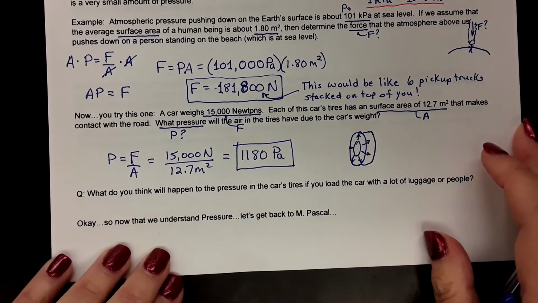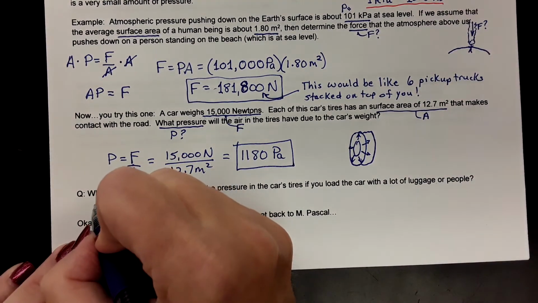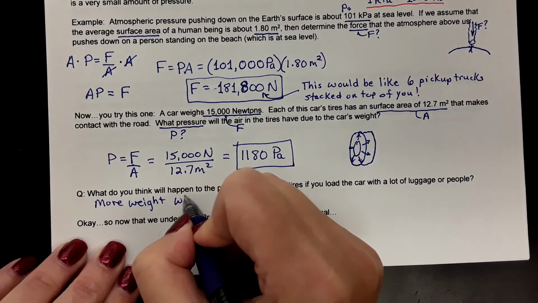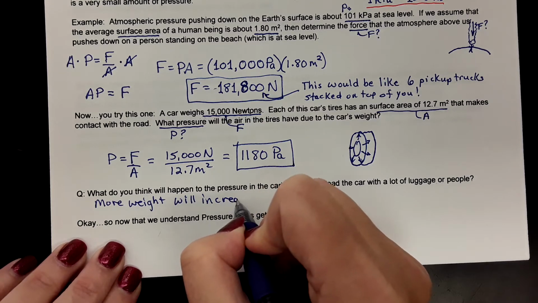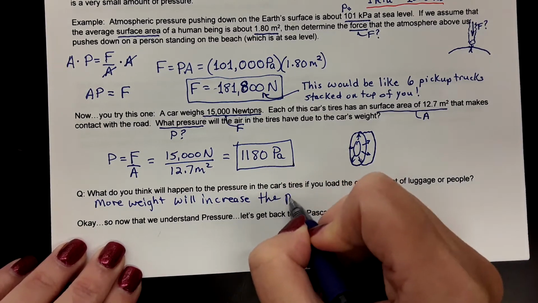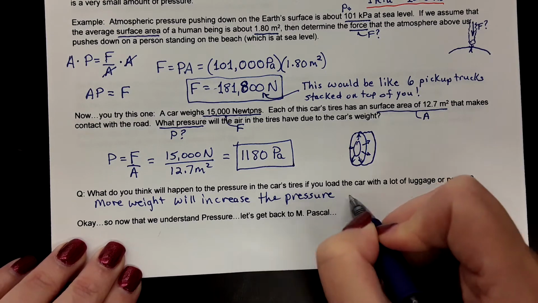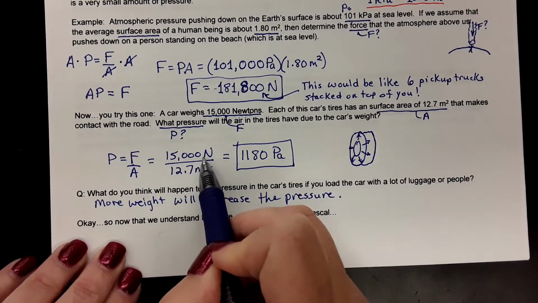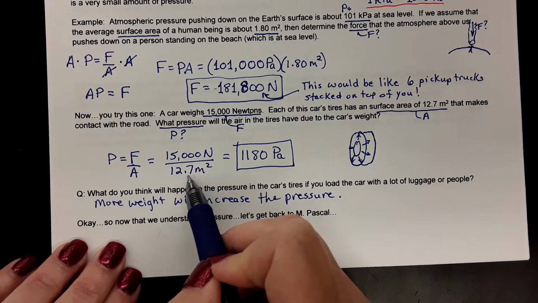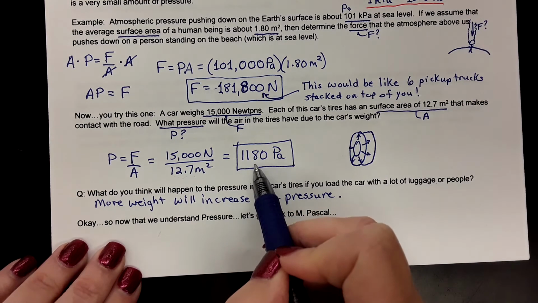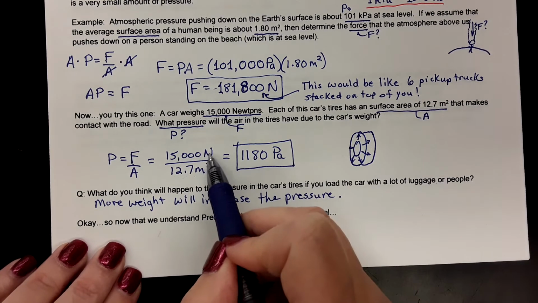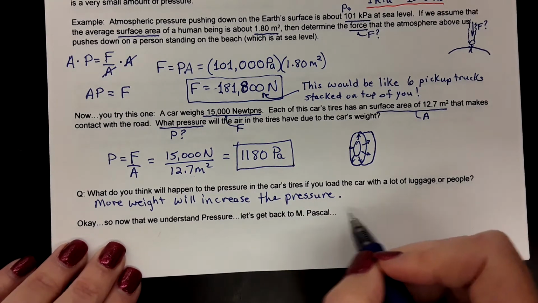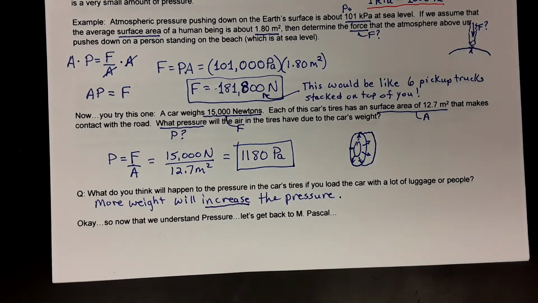What do you think? Well, if you said that more weight will increase the pressure, then you're absolutely right. Because if you increase the weight, you increase the force, but the surface area is the same, then when you divide, you're going to get a bigger quotient. A bigger number divided by the same number on the bottom, you're going to get a bigger answer. So it's going to increase the pressure.